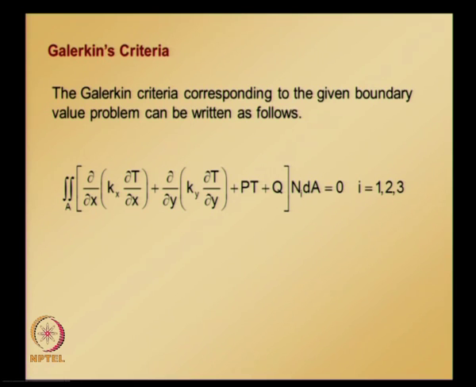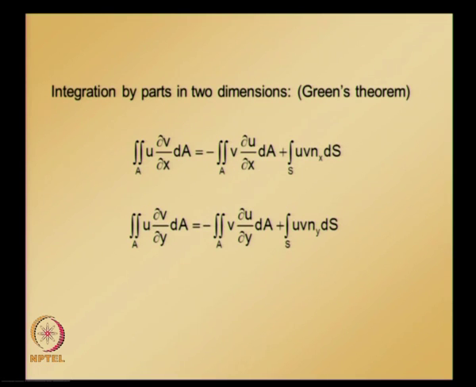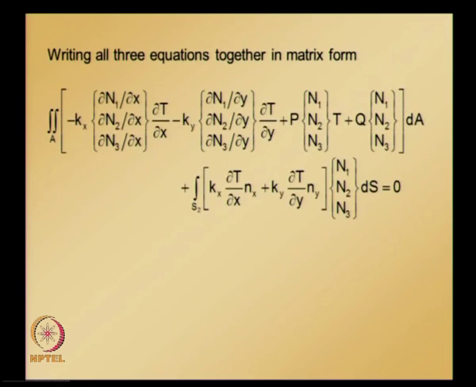So, now let us once again look at those identities or the formulas. So, these are the 2 formulas that we looked at earlier. We will be using these 2 formulas to simplify the previous equation further. So, applying integration by parts on the first 2 terms inside the integral of previous equation, we get this equation, and I takes values 1, 2, 3. So, further we can write the previous equation like this, writing all the 3 equations together in matrix form, we get this one.